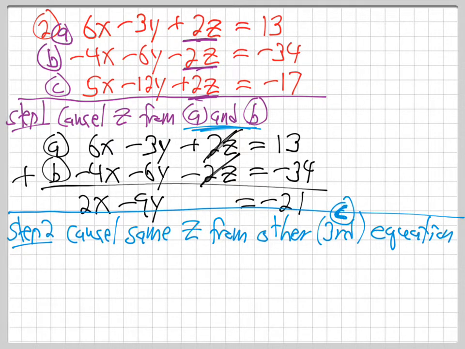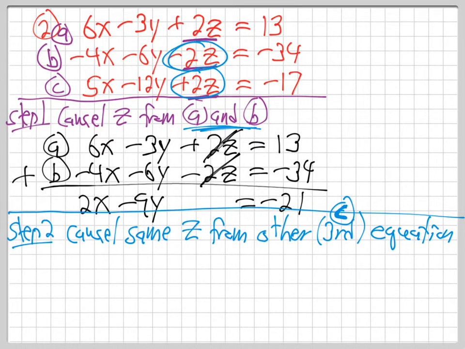So let's grab C. Now here's C. Which one's going to, that's a plus 2z. That's the one we want to cancel. That same z from the third equation, from equation C. So we want to cancel that plus 2z. Now what's going to cancel that out easily so we don't have to mess around with multiplying anything?